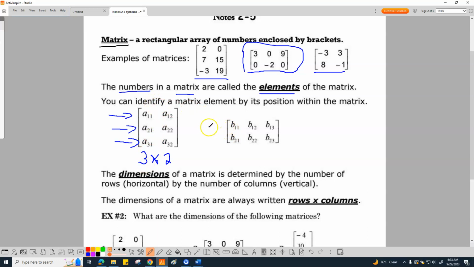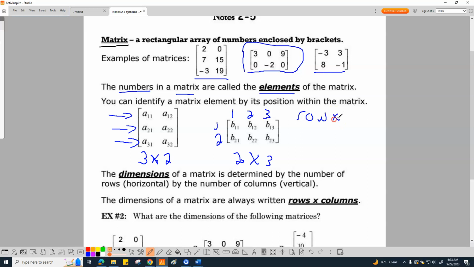So this one right here has 2 rows. You can see that right there. This is row 1 and this is row 2. So it has 2 rows, and then it has column 1, 2, and 3. So it's got 3 columns right there. So this is a 2 by 3. This is a 2 by 3. And that's just how you do it. So again, it is row by column.